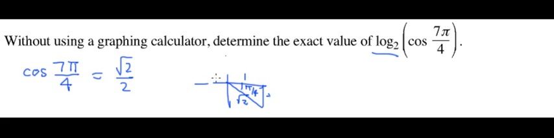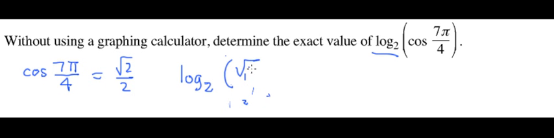Now, get that out of the way. Let's see if we can handle the logarithm part of this. What they want us to do now is the logarithm base 2 of what we just found, so root 2 over 2. How does that work? Logarithm base 2 is like saying 2 to what power would make the result inside here.